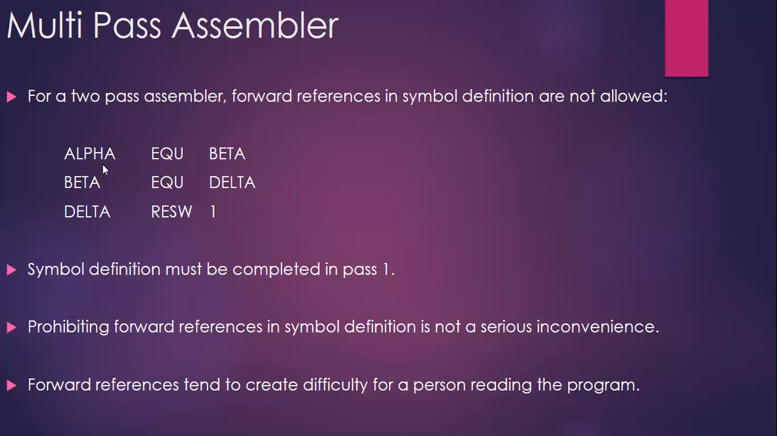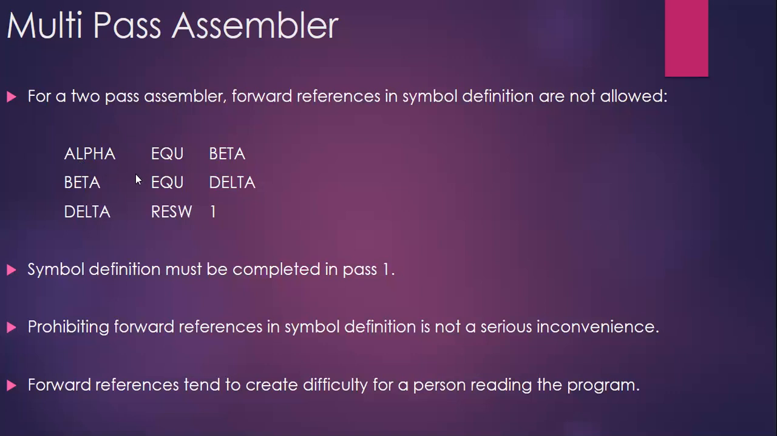Just observe. Alpha is dependent on beta. Beta is dependent on delta. Delta is dependent on 1. So if I know the value of delta, then only I can get the value of beta, and if I know the value of beta, then only I can get the value of alpha.